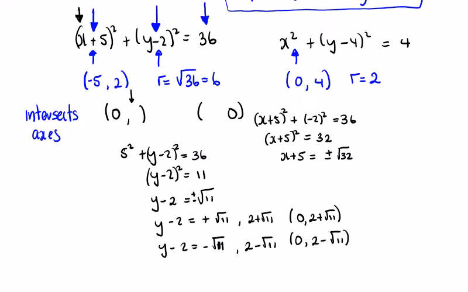And root 32 is 4 root 2. So x is equal to root 32 minus 5, or x is equal to minus root 32 minus 5. And putting them into points, we get root 32 minus 5 and 0, and minus root 32 minus 5 and 0.